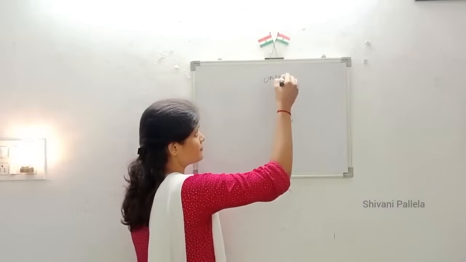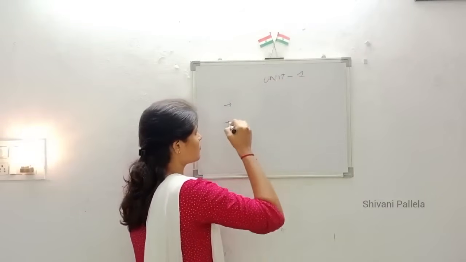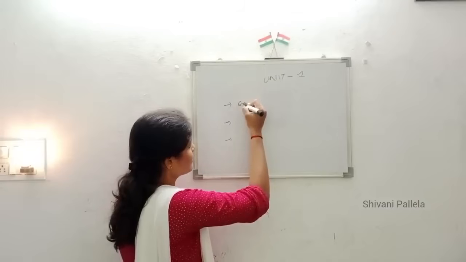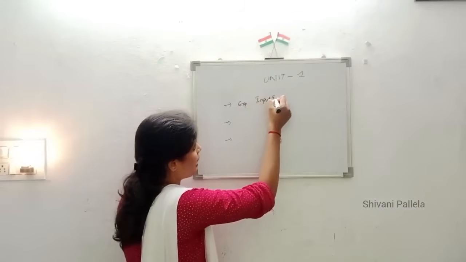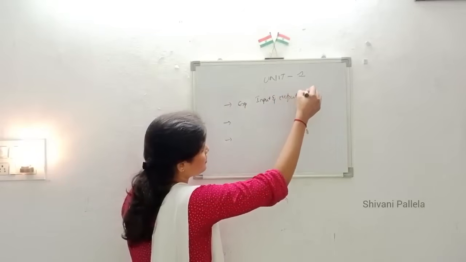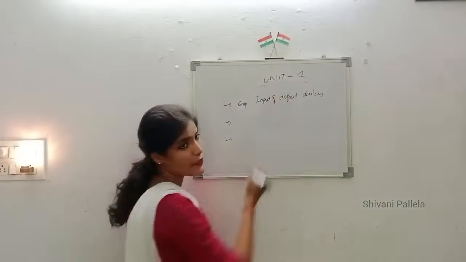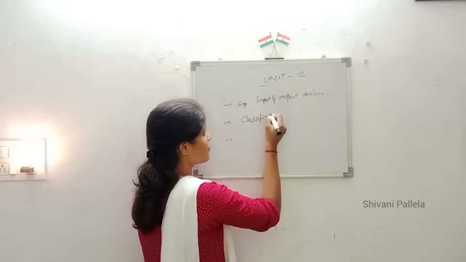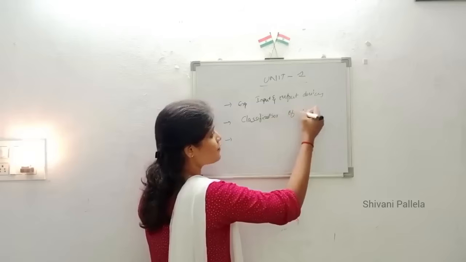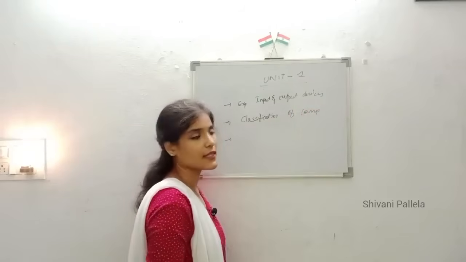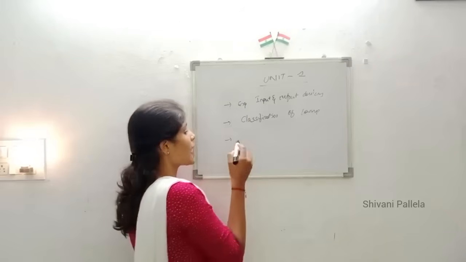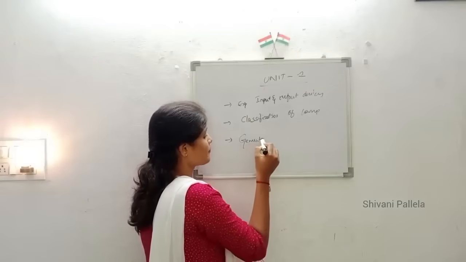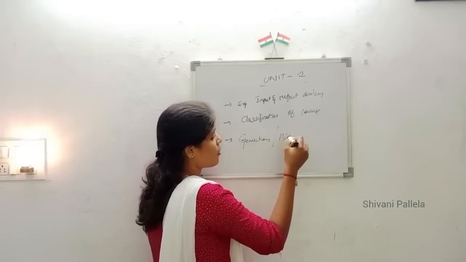In unit number 1, 3 questions I will give, students. Explain input and output devices. This is an important question. And the second question is classification of computers, or you can also call it types of computers. And the third question is generations or block diagram of computer.